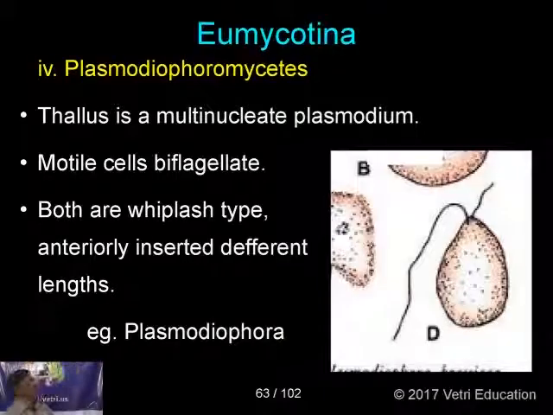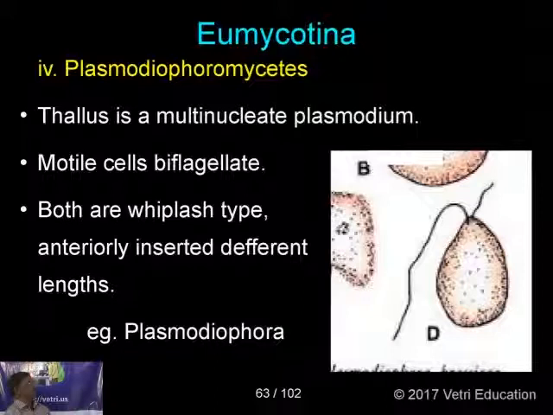The next class is Plasmodiophoromycetes. The thallus is a multinucleate plasmodium and motile cells are biflagellate. Both are whiplash type and anteriorly inserted but with different lengths. Here it is very interesting: one flagellum is short and another flagellum is long. This type of flagella is found in Plasmodiophoromycetes. Example, Plasmodiophora.